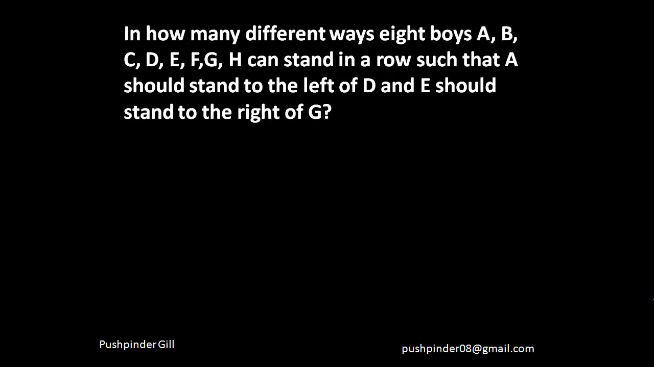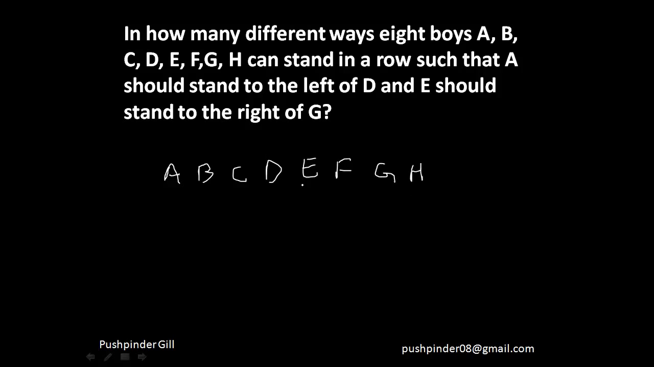In how many different ways can 8 boys, A, B, C, D, E, F, G, H, stand in a row such that A should stand to the left of D and E should stand to the right of G? Now, this question is a bit different. There are no words here. There are boys standing. So, for your simplicity, I have made the boys to be A, B, C, D, E, F, G, H. Okay. So, these are the 8 boys.